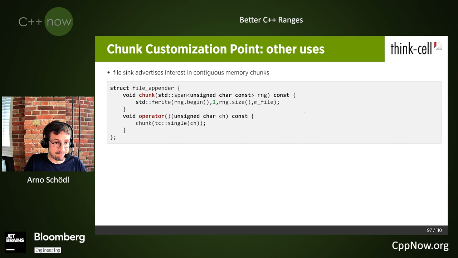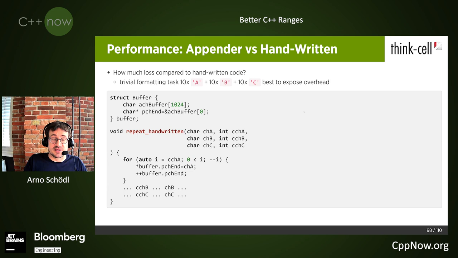Now, what about performance? How good is this when we use ranges as strings? I made a little benchmark here. It's a trivial formatting task. I'm just going to write something that repeats A 10 times, B 10 times, C 10 times. So it's a very simple formatter, and the formatter is very simple.